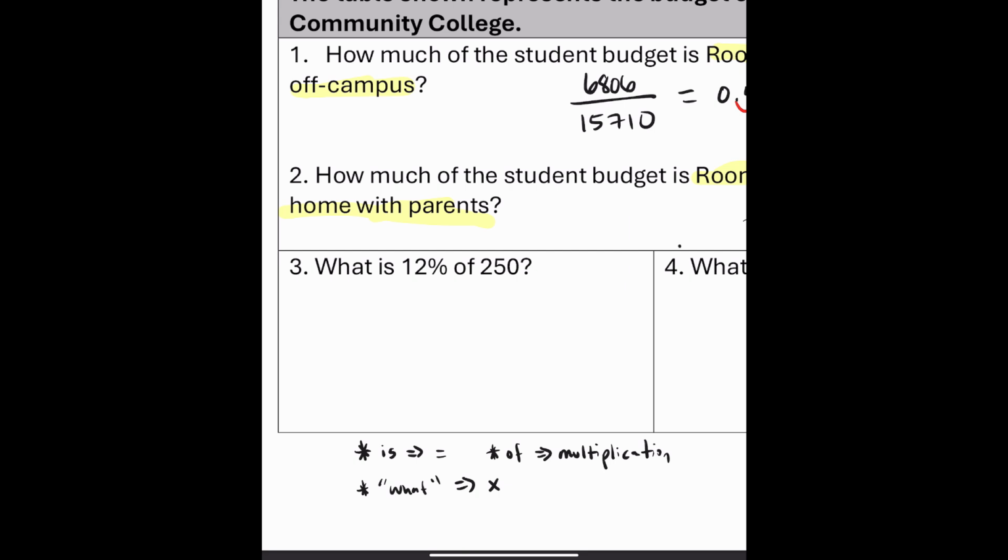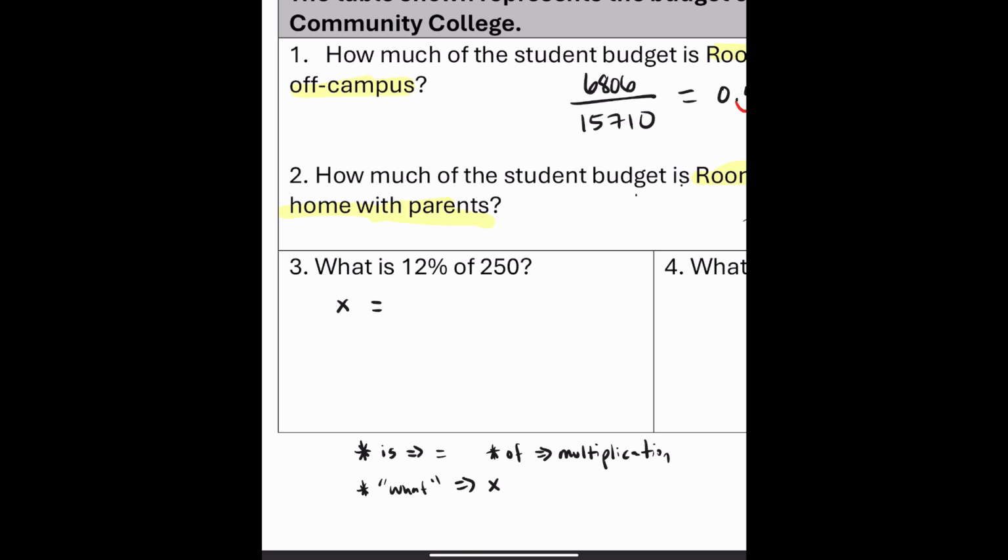So I'm looking at number 3. It says, what is 12% of 250? So here's what we're going to do. All right, so that word what means x, and that word is means equal. Now we have that 12% of 250. Now I can't say 12% times 250.